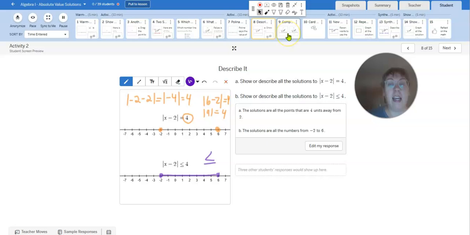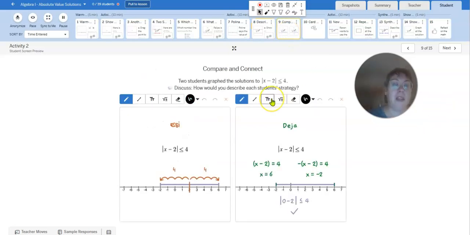Okay, slide 9 when you're ready. It says compare and contrast. 2 students graph the solutions of the absolute value of x minus 2 is less than or equal to 4. How would you describe each student's strategy? Over to the left we have Essie, and they made a mark at 2 right here, and then counted 4 units to both sides. This is kind of what we did with the graph. 4 to the right gets us to 6, 4 to the left gets us to negative 2, and then they shaded in between those 2 numbers.